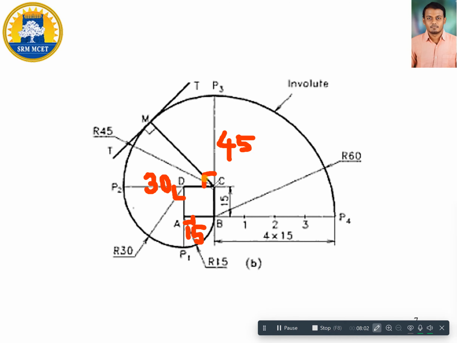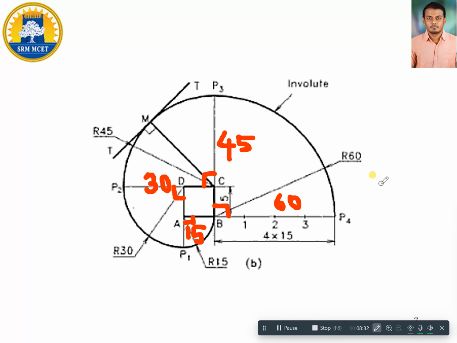Then finally I am going to remove the thread along the side CB also. Here the length of this particular thread will be equal to 4 times the base of the square, which is equal to 60 mm. Here also the thread line should be drawn perpendicular to BC. So finally you will get point P4.